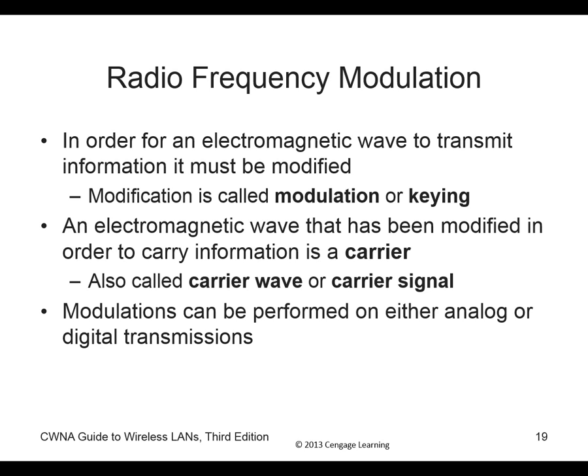In order for a radio wave or microwave to be sent, or any type of wave, it has to be modified to transmit to whatever receiver is going to receive it. We call that modulation or keying. What that does is you're modifying that signal to fit that transmitter.